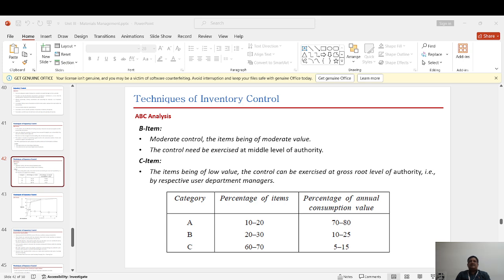Inventory carrying cost is C1, and it is equal to C into L, where C is the unit cost and L is the inventory carrying cost, expressed as a percentage of the value of the average inventory. Okay, these are the assumptions and notations which we have.